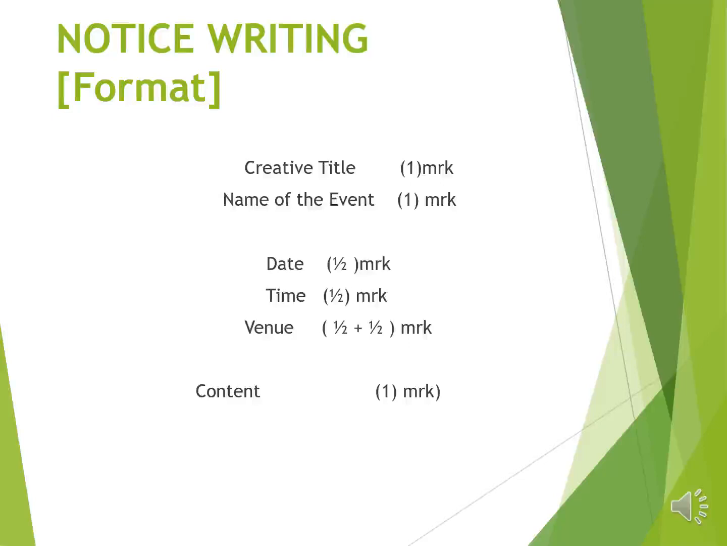We will write the creative title, which is of 1 mark, followed by the name of the event, which is also of 1 mark. You will leave a line, write the date, which is half a mark, followed by the time, which is also half a mark, and then the venue. The venue is of 1 mark, but it is divided into 2 parts, half plus half, from smaller to bigger. You leave a line, you will write the content of the notice, which is for 1 mark.